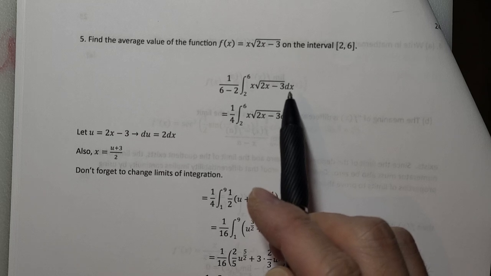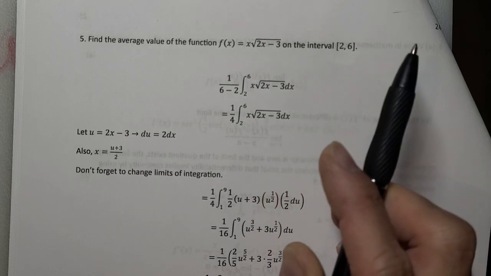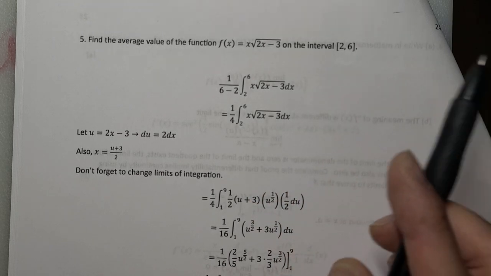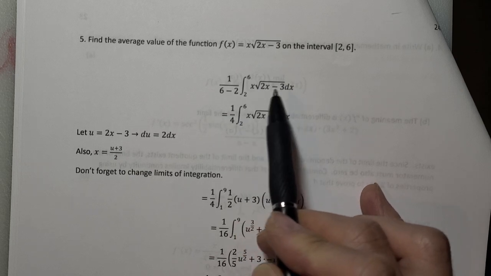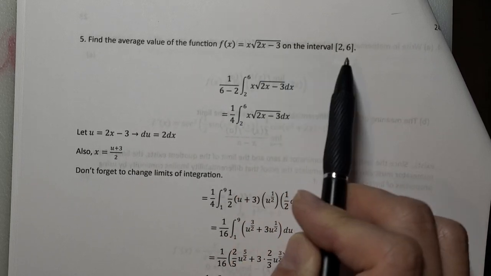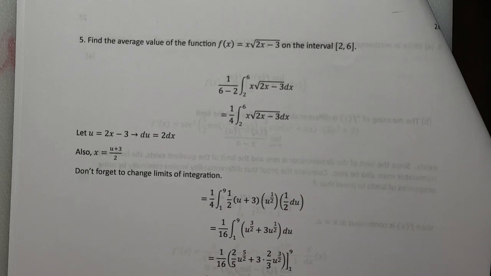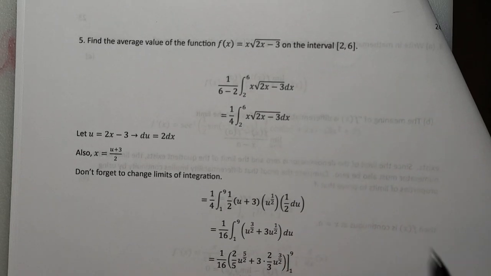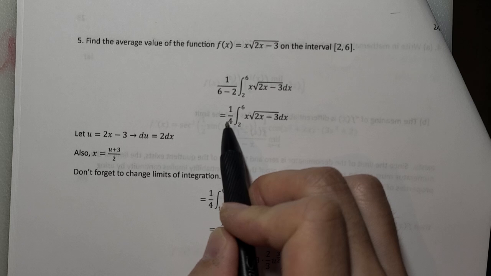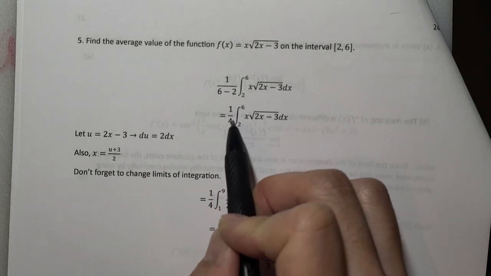This is the average. Remember, average is you sum up all the terms and you divide by the number of terms. This is kind of the same. The integral is a sum, if you remember. So you're summing up all the values of the function and dividing by the length of the interval. So that's how you can remember the average value formula. 1 over 6 minus 2 is 1/4.